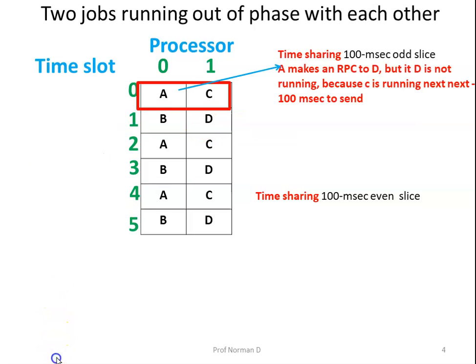Now suppose that process A sends many messages or makes many remote procedure calls to D during time slice 0. A starts up immediately and calls D. But whatever call is made by A to D cannot be delivered immediately, because the next process that will execute is C from time slice 0.